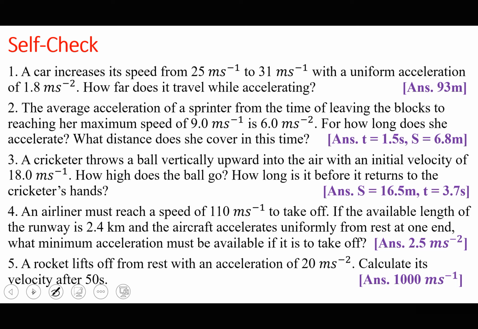A car increases its speed from 25 meters per second to 31 meters per second with a uniform acceleration of 1.8 meters per second squared. How far does it travel while accelerating? So how far, that is distance. How far does it travel while accelerating? Because it's a uniform acceleration, the equations of motion can apply.